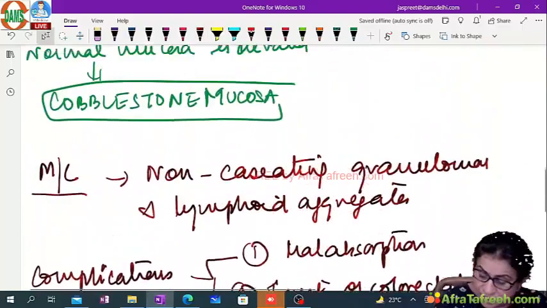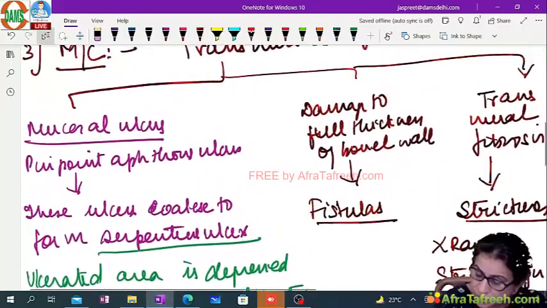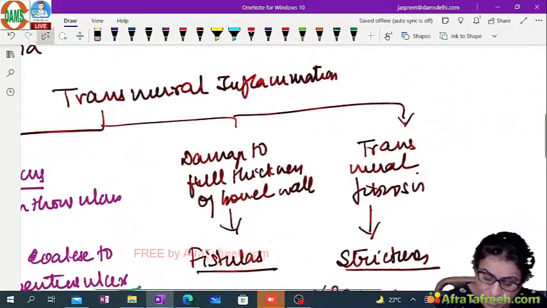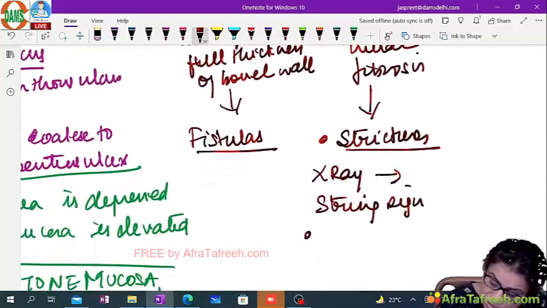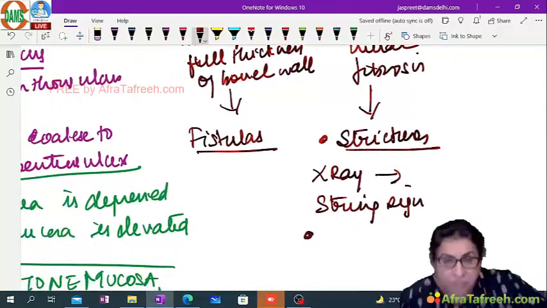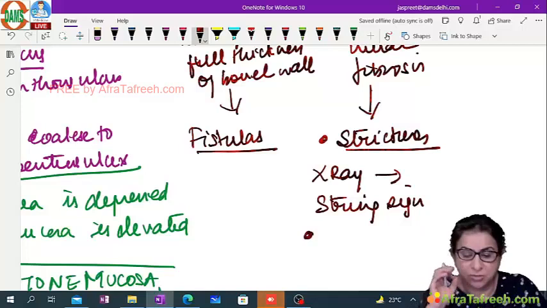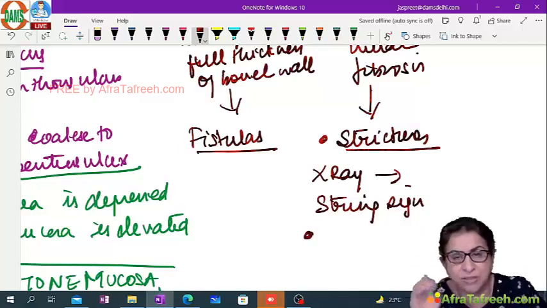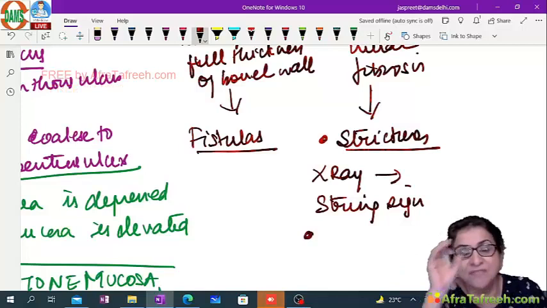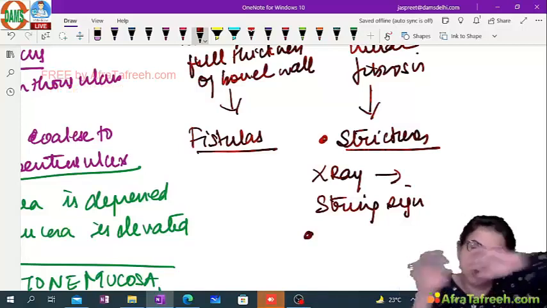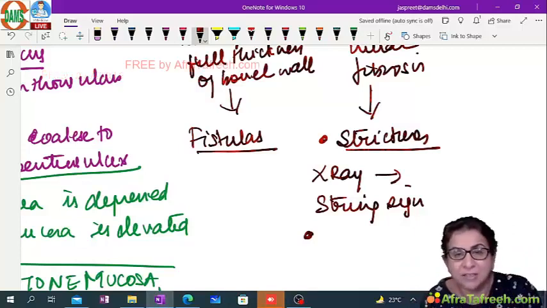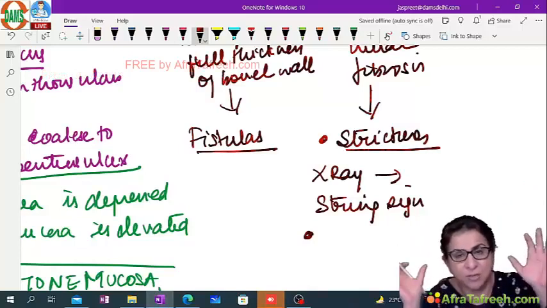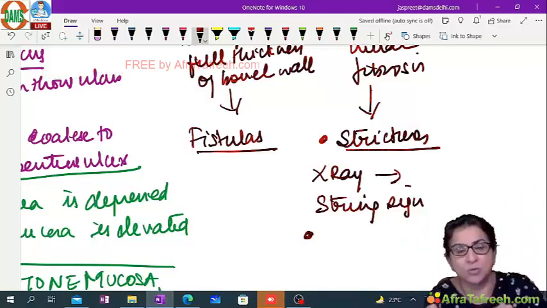Okay, one more feature which I have mentioned. There is transmural fibrosis. I told you transmural inflammation causes transmural fibrosis, and transmural fibrosis causes stricture. When there is transmural fibrosis, there is fibrosis in the mucosa, submucosa, muscularis propria, and serosa. When the serosa also becomes fibrosed, the mesenteric fat will go and adhere to the serosa.